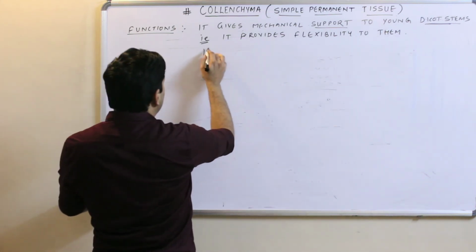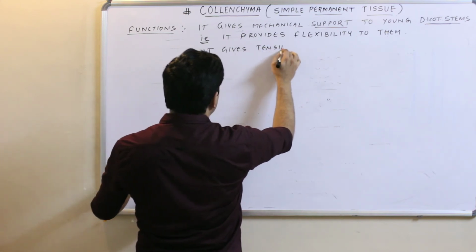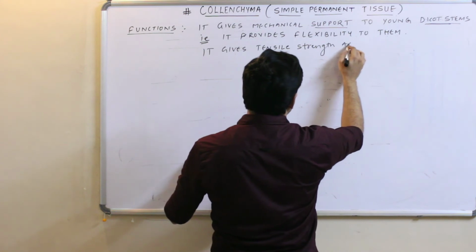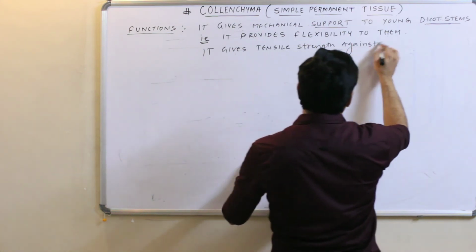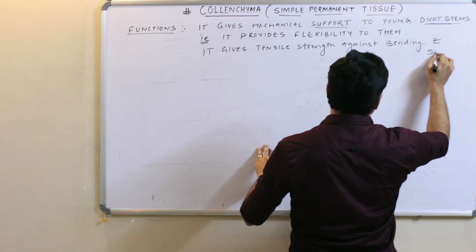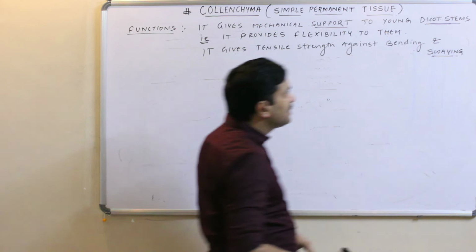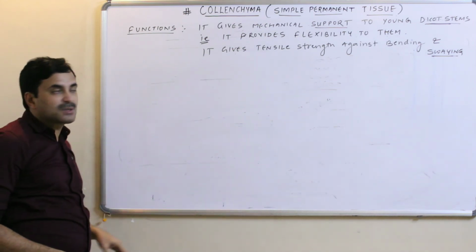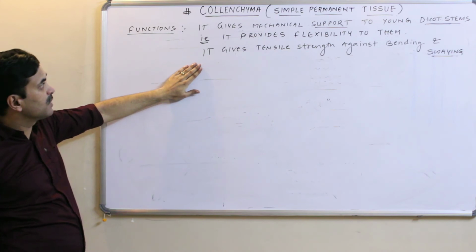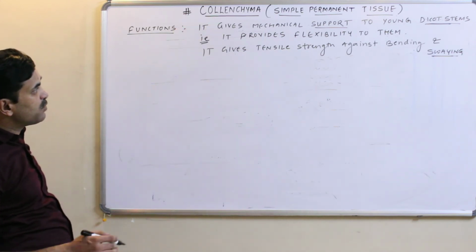I can say that it gives tensile strength. It gives tensile strength against bending and swaying. Swaying is actually done by the leaves. Alright, so it gives tensile strength against bending and swaying. So it gives mechanical support to the young dicot stems.